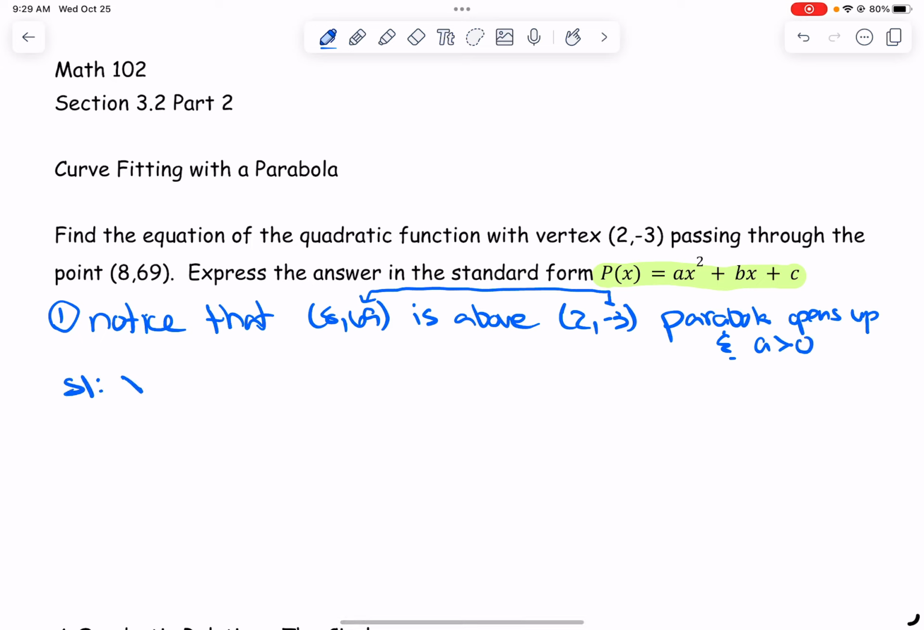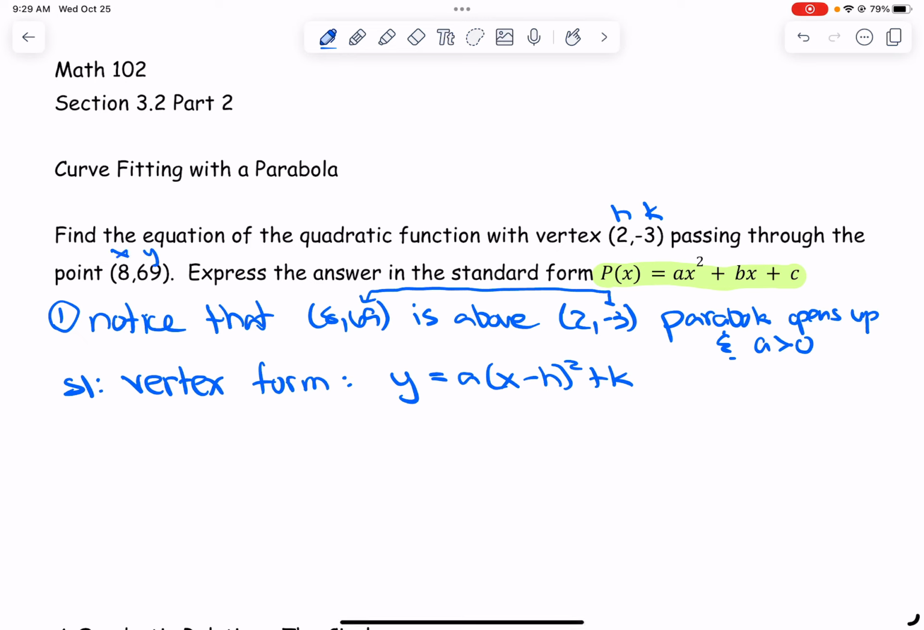So the first step we're going to do is start with vertex form. Our vertex form being y equals a times the quantity x minus h squared plus k. Well, if you go back here, your vertex gives you the h and the k, and the point that you pass this through gives you the x and the y. So we're going to substitute all that in. 69 is y, a we don't know, x is 8, h is 2, and k is -3.